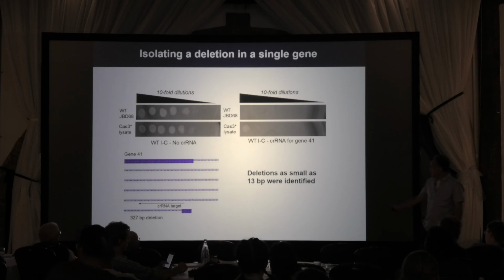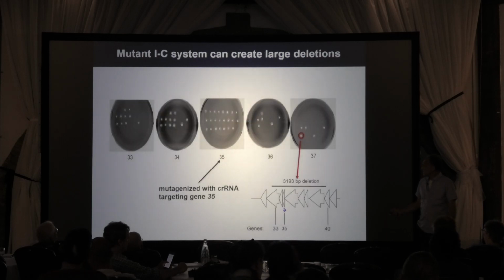But the deletions were as small as 13 base pairs, which is kind of amazing because it's even smaller than the target of the CRISPR RNA itself. But we wanted to do it a little more efficiently.